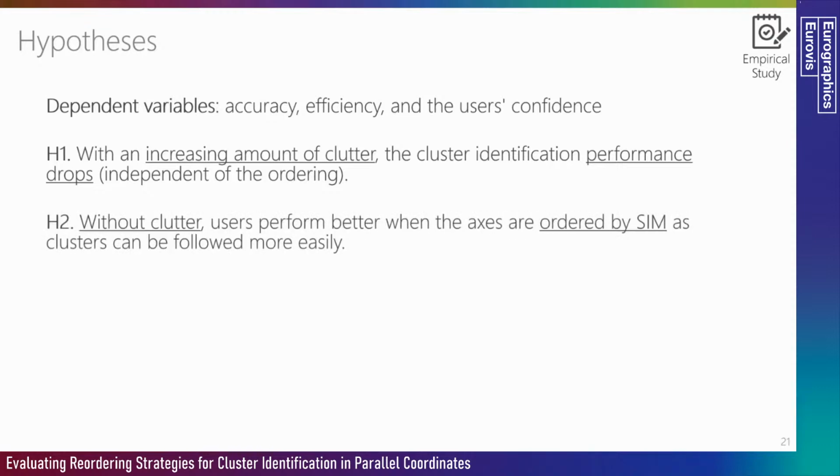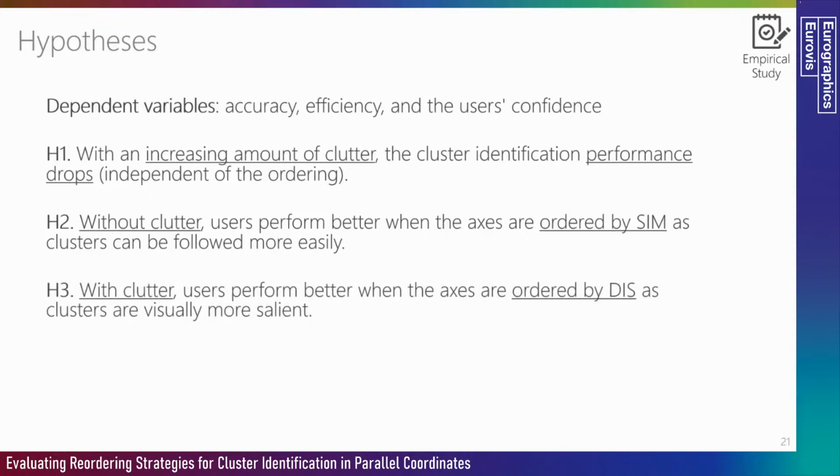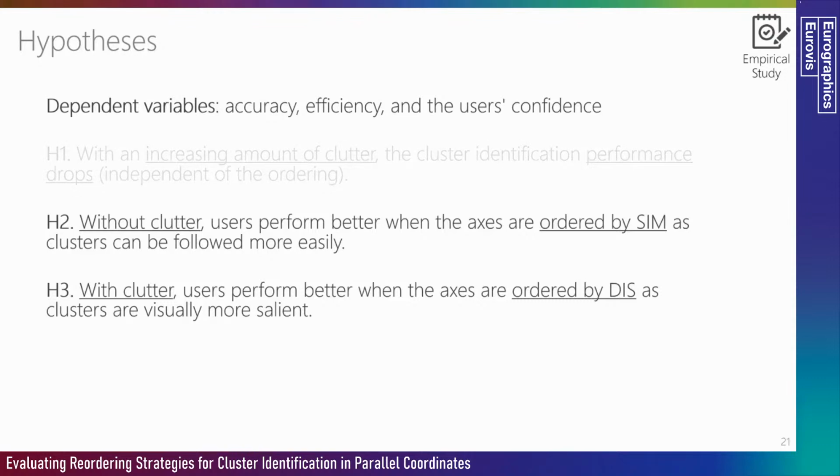Second hypothesis, without clutter, users perform better in a cluster identification task when the axes are ordered by similarity instead of dissimilarity, as clusters can be followed more easily. Third hypothesis, with clutter, users perform better in a cluster identification task when the axes are ordered by dissimilarity, as clusters are visually more prominent. In this talk, I will only present the results of the second and third hypothesis due to time constraints.